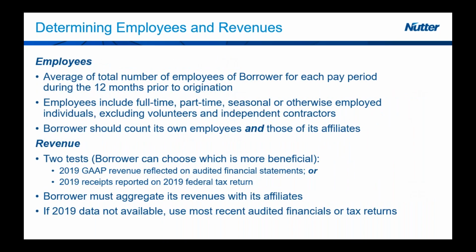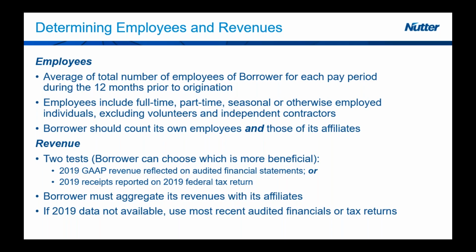The next factor to consider for borrowers is drilling down on the employee and revenue requirements. For employees, you have to calculate your employees based on an average of the total number of employees for each pay period during the 12 months prior to origination. Employees include full-time, part-time, seasonal, or other employees, but do not include volunteers or independent contractors. The borrower has to include its own employees and those of its affiliates. For those of you that dealt with the PPP program, the affiliate classifications come into play in a very similar way for the Main Street lending programs.